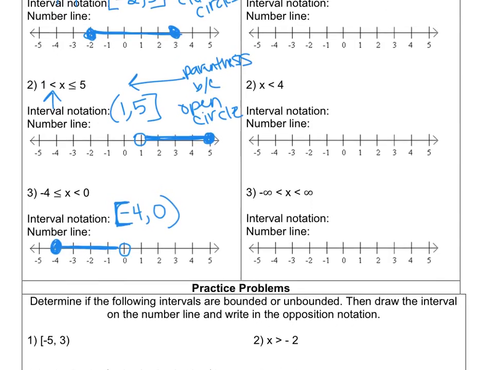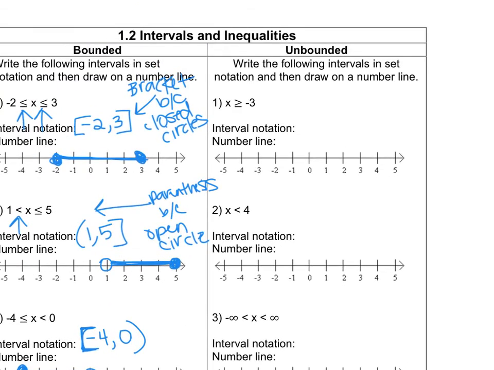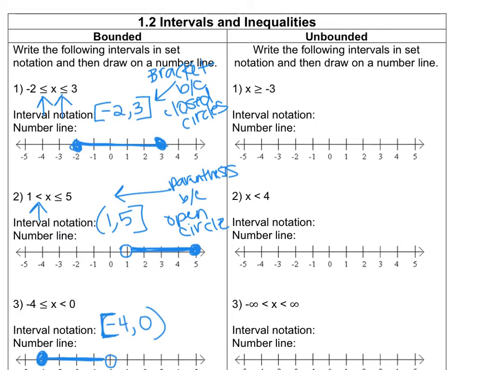Now let's move to the other side. So we're going to work with the unbounded intervals. These are called unbounded because they have one endpoint and keep going to infinity, or they don't have any endpoints at all.